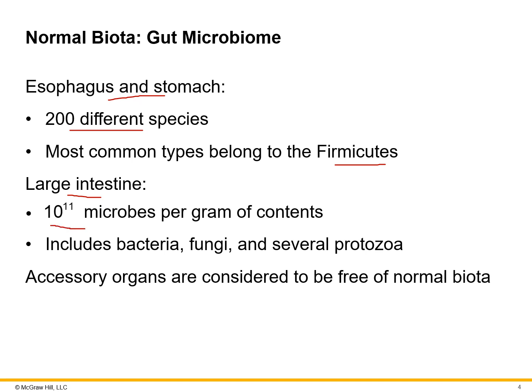This is actually where the majority of microbes are. So lots and lots, just to put that into perspective, 10 to the 11th power, that's a lot of zeros. That's how many microbes are in that large intestine. And again, a variety of bacteria, fungi, and protists. Whereas the accessory organs, more like the spleen and those types, are thought to be free of normal biota.